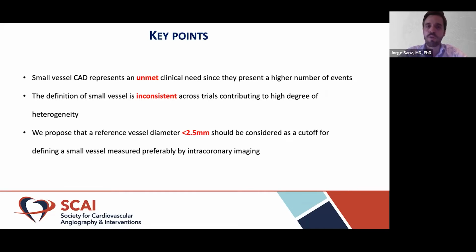The definition of a small vessel across the trials is inconsistent. There is a high degree of heterogeneity contributing to important bias. And what we propose is that a reference vessel diameter less than 2.5 should be considered as the cutoff value to define a small vessel, preferably measured by intracoronary imaging.